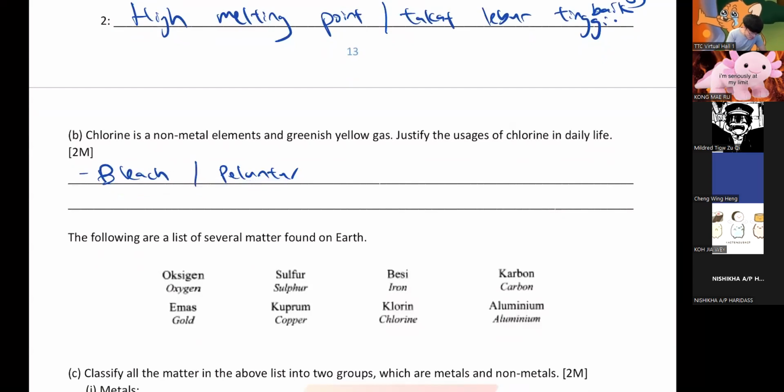Okay, so that's your bleach. And of course, where else is your chlorine used? Your chlorine is used to disinfect your swimming pool. How do you say disinfect in BM? I'd just say membunuh kuman, membunuh kuman kolam renang.